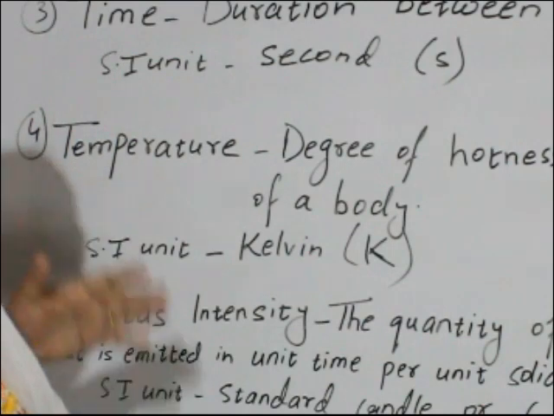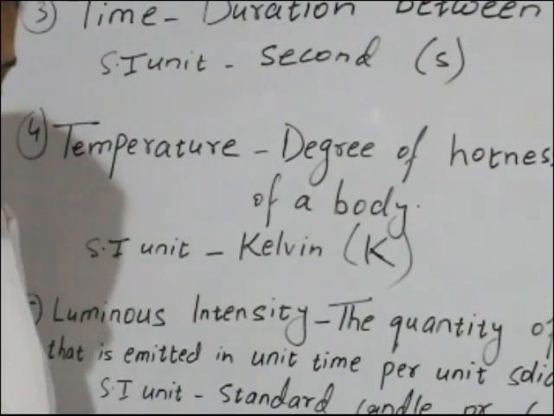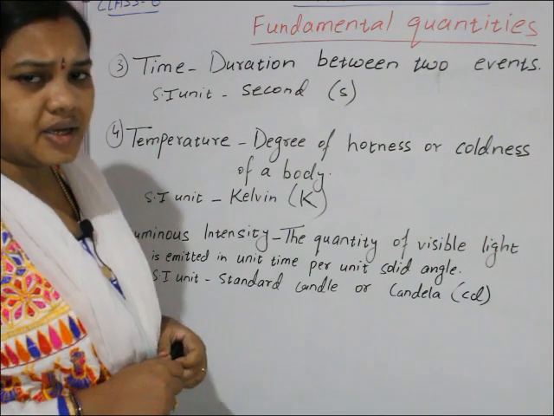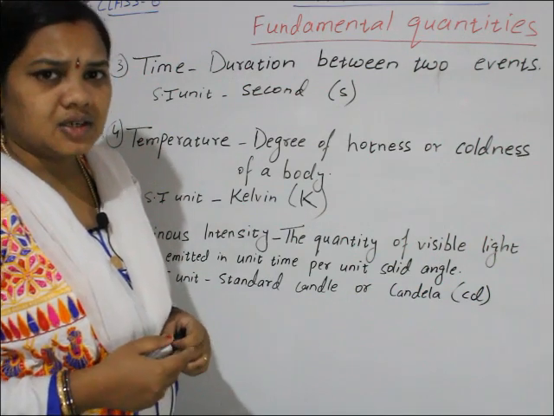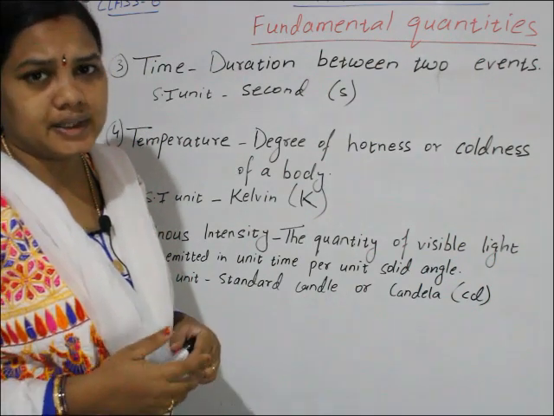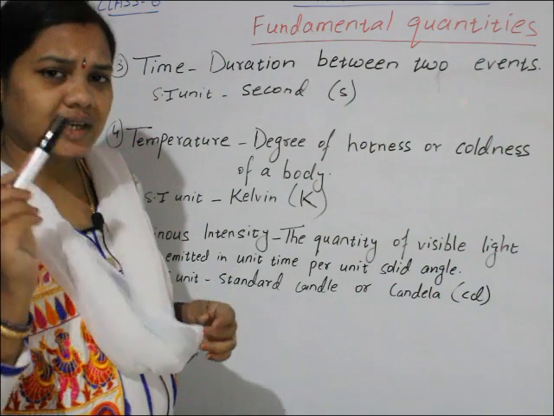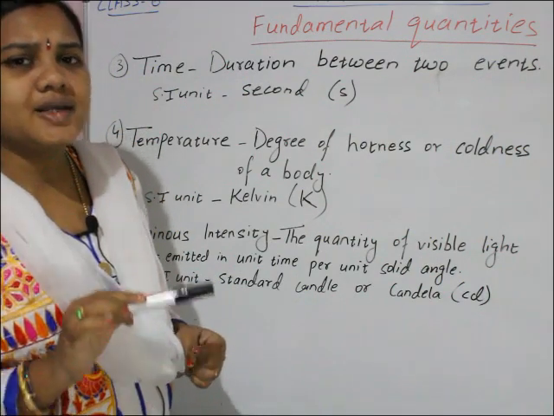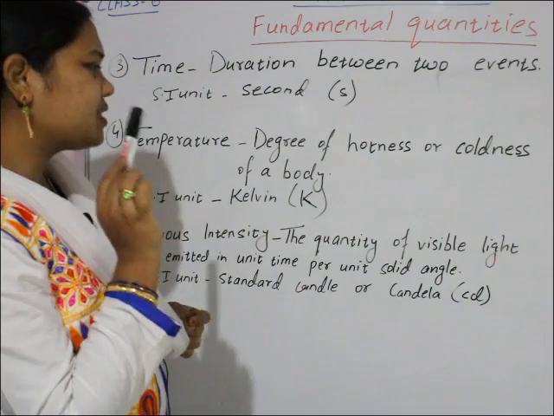Next is temperature. Temperature means what? Temperature is a scale of heat. It tells how hot a body is or how cold it is. So how to find it? We can find it in degrees. The degree of hotness or coldness of a body is called its temperature.